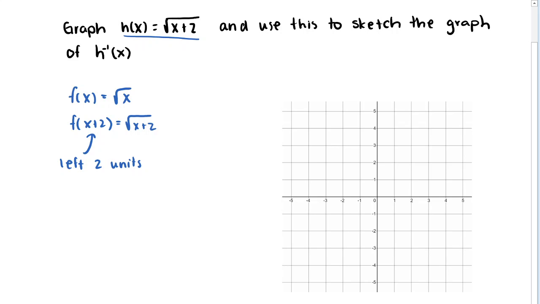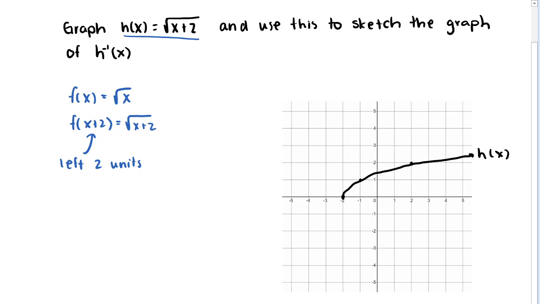Right, so our h of x function looks like our square root graph, but here if I plug in -2, I get 0. If I plug in -1, -1 plus 2 is 1, and the square root of 1 is 1. And then if I plug in 2, I get the square root of 4. And so really here it looks like our square root graph just shifted 2 units to the left. This is h of x.